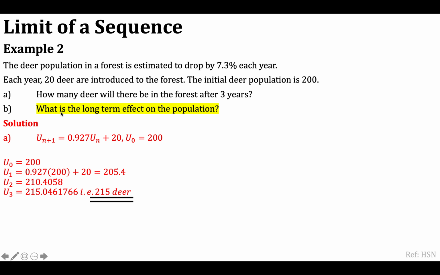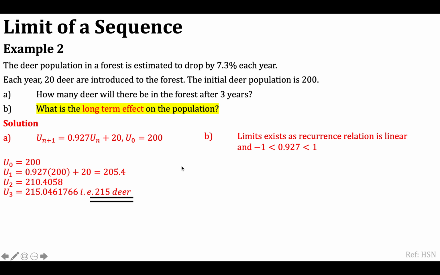Now, part B, what is the long-term effect on the population? So remember, it's asking for the long-term effect here. So that should lead us into thinking about the limit, because the limit is what's happening in the long term. So I suppose that's key vocabulary here that you need to remember. If you're asked for the long-term effect, you should automatically be thinking about the limit.